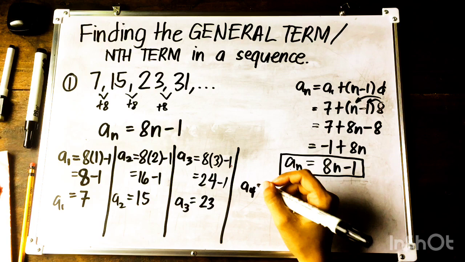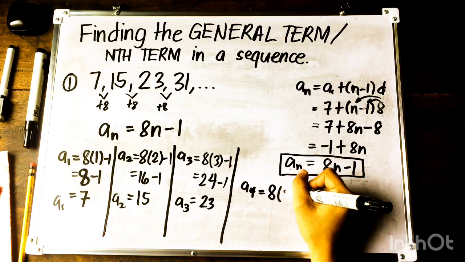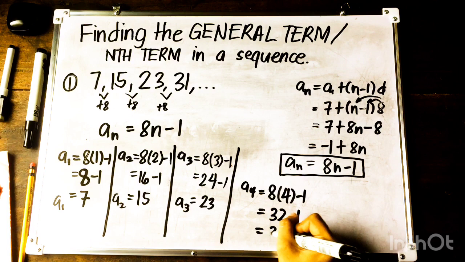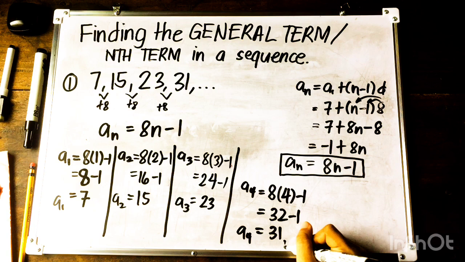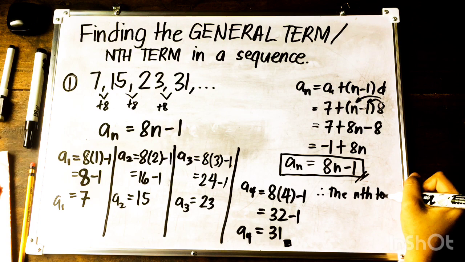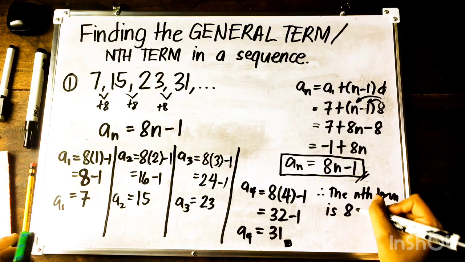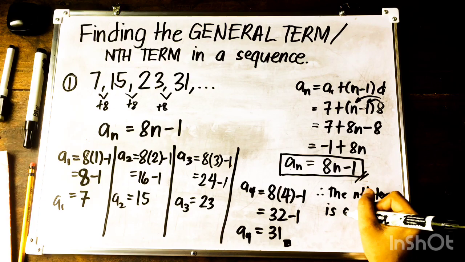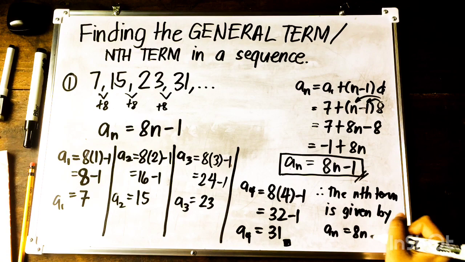And last, a sub 4. So, our n is 4 in a sub 4. So, 8 times 4 minus 1. 8 times 4 is 32 minus 1. So, that is 31. Okay? So, that means our final answer is correct. So, to write it, the nth term is given by a sub n equals 8n minus 1. Okay.